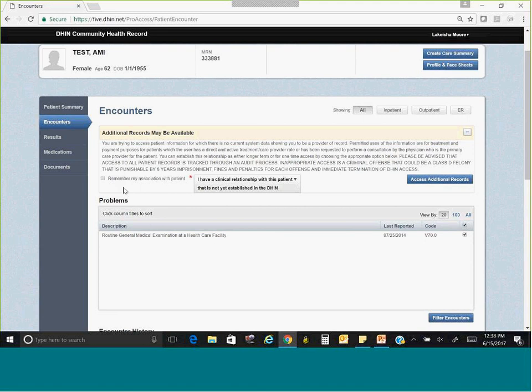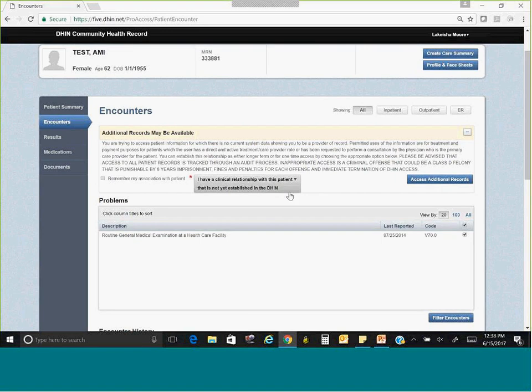So I do have this option to remember my association, which means I won't have to access additional records on this same patient for up to 90 days. But most of your staff members don't have this little button here, so I don't want you to think, oh, mine's not working, when you go into the DHIN community health record. This option is only given to your providers. So typically you will have to access additional records each time that you go into the DHIN community health record.